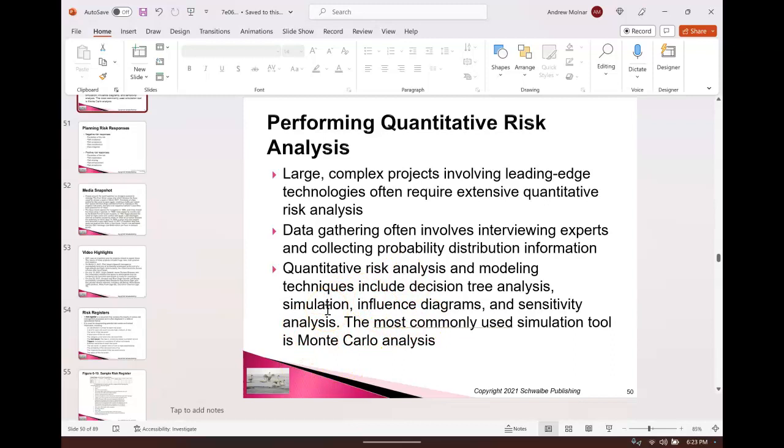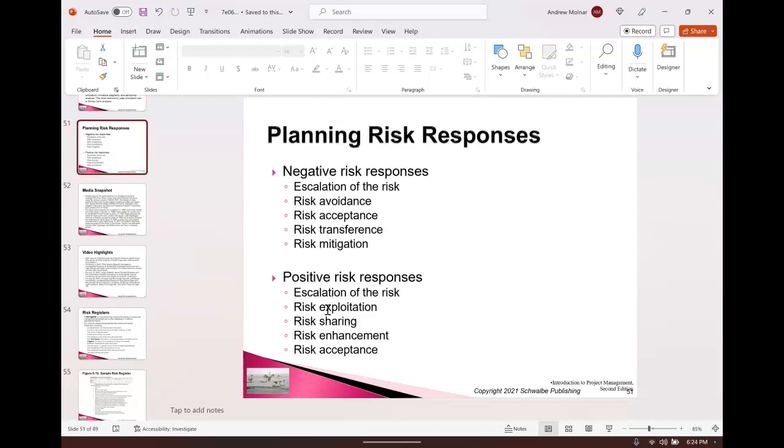That's a really slick computer program, and you can put all of your project information into it, and it's like Monte Carlo where they gamble. It will tell you the probability of events happening, and you can plan against that. Kind of cool. So now, if a risk does happen, what are you going to do?